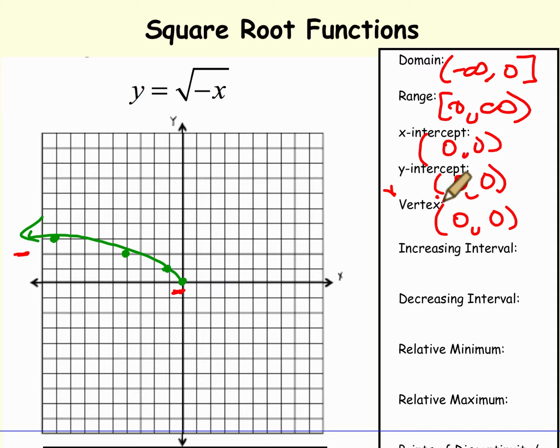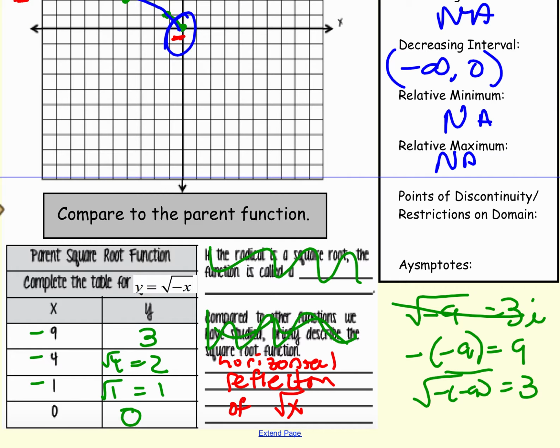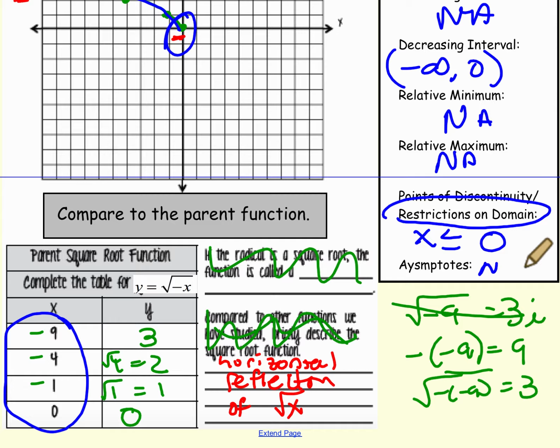Is it ever increasing? Well, remember we read a line from left to right, and so as I'm going from left to right, I see those points are decreasing in value. So from negative infinity until we get to 0, it's going to be decreasing. No relative minimums or maximums because remember, this point cannot be a minimum because there's nothing to the right of it that is greater than it. And of course, we do have restrictions on the domain. This time, we need all our values to be less than or equal to 0. And there are no asymptotes in these functions.